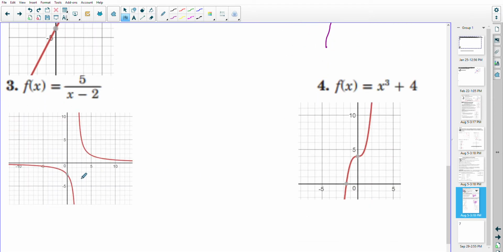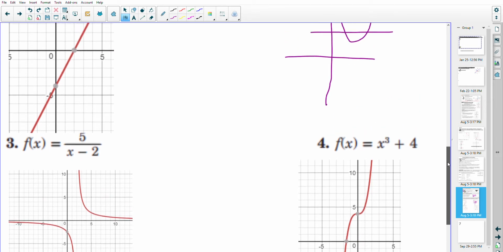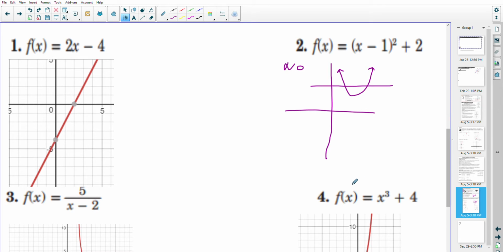This passes the horizontal line test. It would have an inverse function. This passes the horizontal line test. It does have an inverse function. Let's go ahead and figure out the inverse function of the first one.